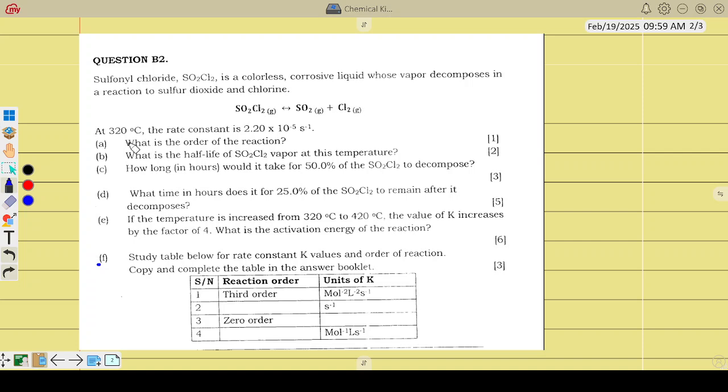Of this reaction, the temperature is that, the rate constant is this. What is the order of reaction? So they want you to say, is it a first order reaction? Is it a second order reaction? Is it a zero order reaction? So as a student who passed through Megaminds Tutorial Academy, you should be able to say that the units are S negative or S inverse. This is a first order reaction. They even mark you. They are not selfish.